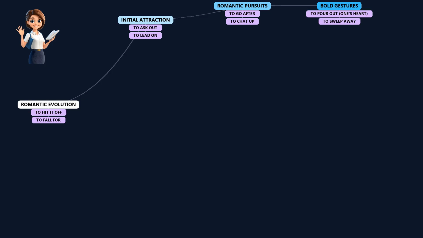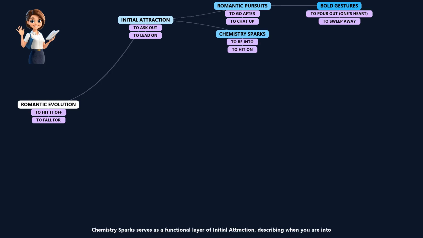Chemistry sparks. Chemistry sparks serves as a functional layer of initial attraction, describing when you are into someone or try to hit on them at a party. Essentially, you feel a strong connection and you show it through your actions.